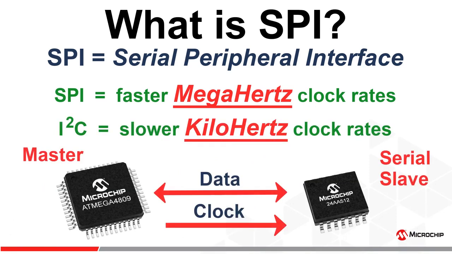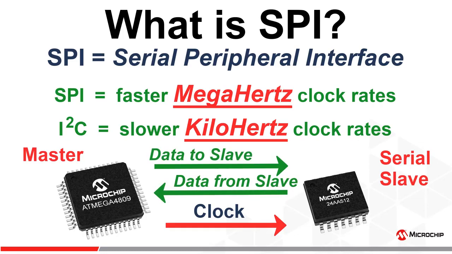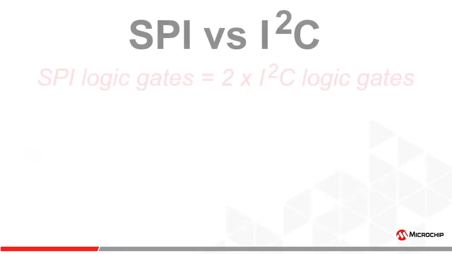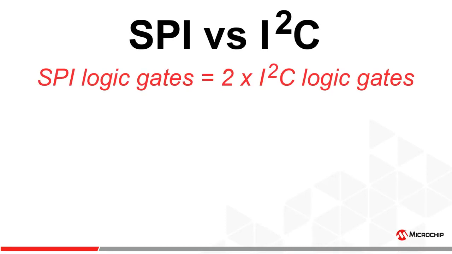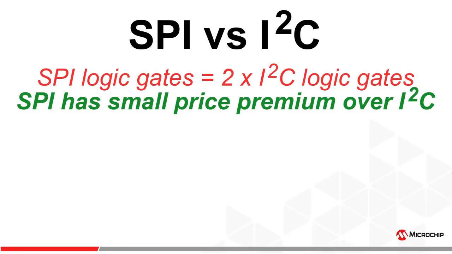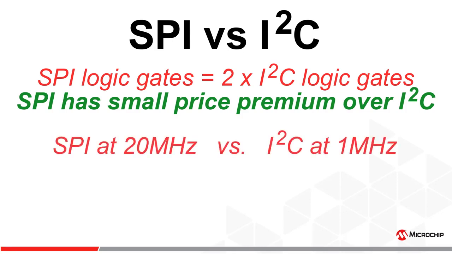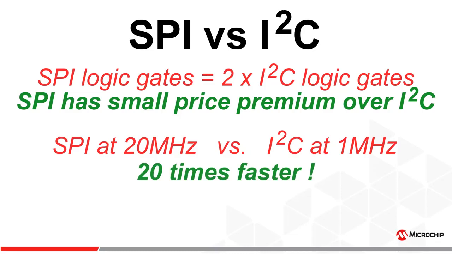To gain that throughput speed, an additional signal was needed to isolate data to and from the host. Because of this, about twice as many logic gates are needed to implement SPI over I2C, which means that SPI devices will have a slight price premium over I2C devices.